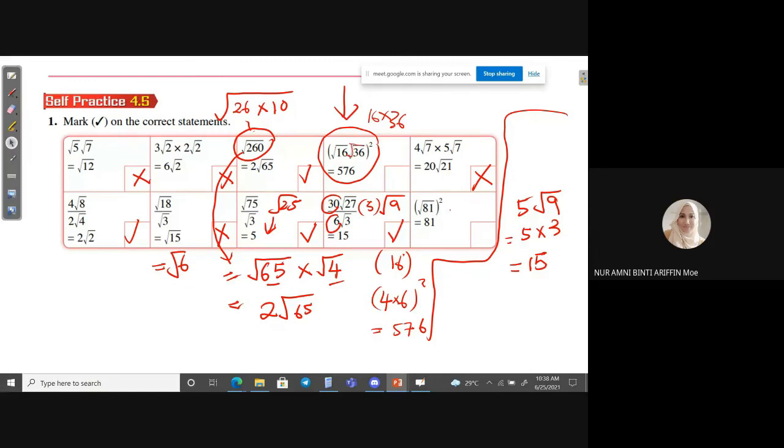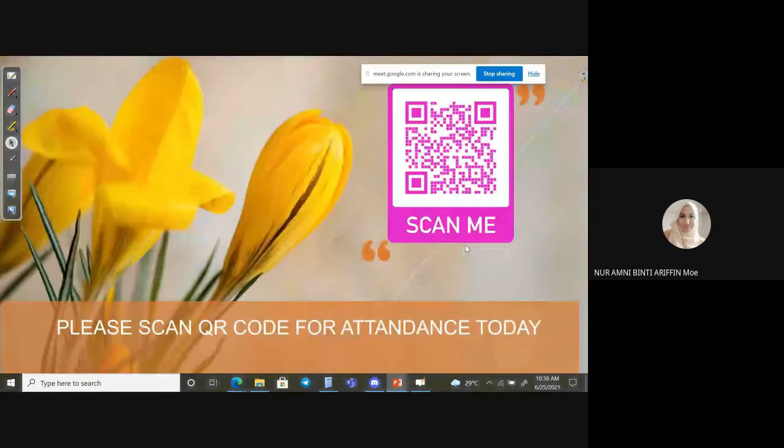And then this one. Correct or wrong? The square is gone. Yes, the square root is gone, so it becomes 81. So correct. Okay guys. Okay. So itu je lah kelas untuk hari ini.